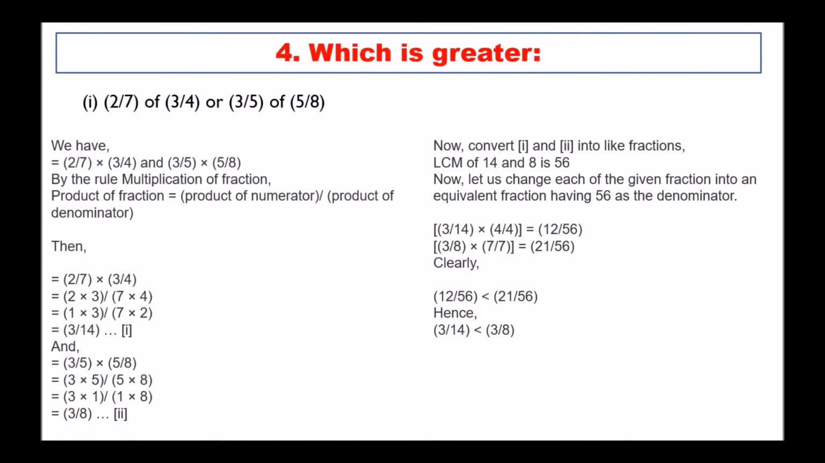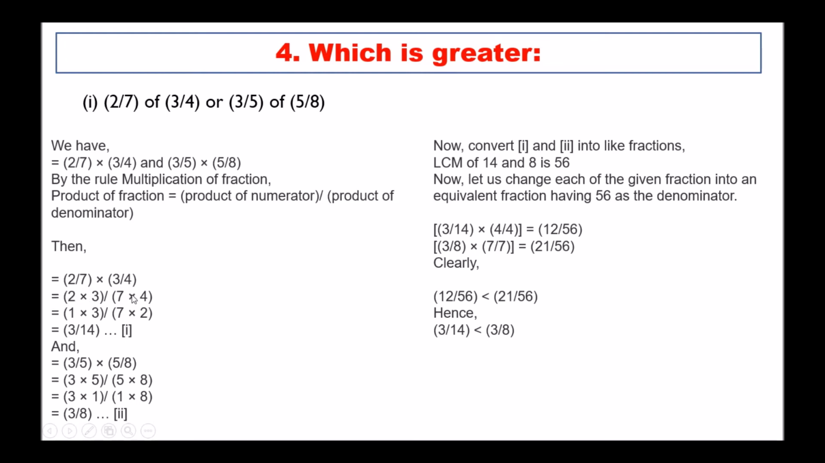The fourth question here is, which is greater? 2 by 7 of 3 by 4 or 3 by 5 of 5 by 8. So we have 2 by 7 into 3 by 4 and 3 by 5 into 5 by 8. By the rule of multiplication of fractions, the product of fractions equals the product of numerators divided by the product of denominators. So 2 by 7 into 3 by 4. First we will multiply the numerators, that is 2 and 3, and then the denominators, that is 7 and 4. So 2 into 3 divided by 7 into 4.